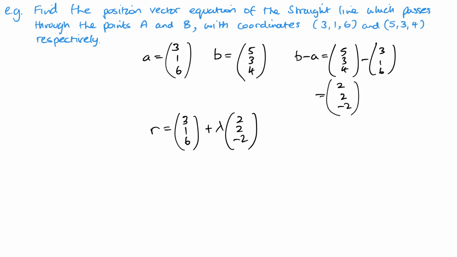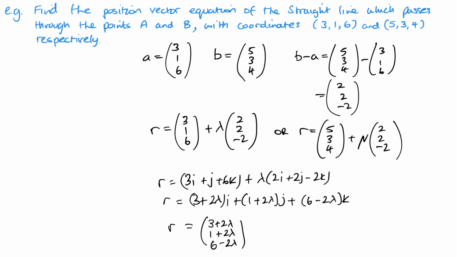Now I've got lots of options for this one. I could also use B as my starting point. Obviously this value of lambda would be different, so actually maybe instead of lambda let's use mu. And again, same as before, I can write it in terms of i and j, or I could write it in terms of a column vector. So I'll pop those down now. And of course I could do the same for this one.